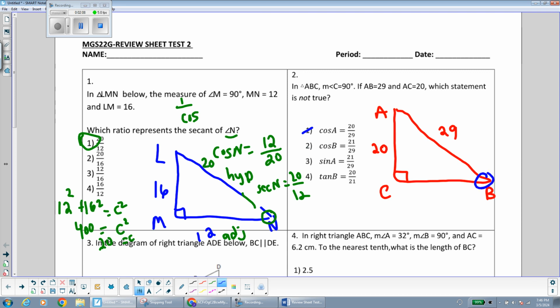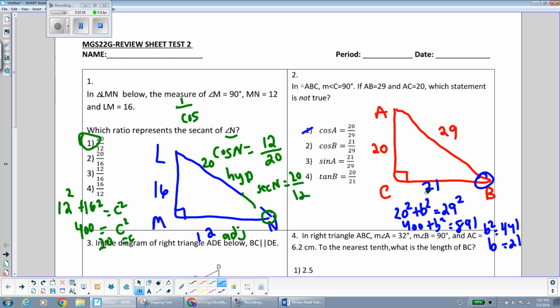That is true, so that's not the choice we're looking for. Answer choice 2 is talking about angle B, and it's once again talking about cosine. From angle B, here would be adjacent, and here would be the hypotenuse. I don't know what the adjacent is, so I'm going to have to find it. I'm going to use the Pythagorean theorem, 20 squared plus b squared equals 29 squared, because 29 is the hypotenuse. 20 squared is 400. 29 squared is 841. If I subtract 400 and I take the square root, I have the missing side length is 21.